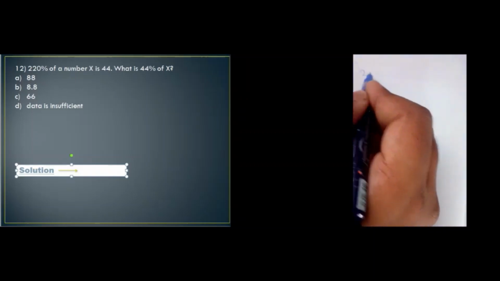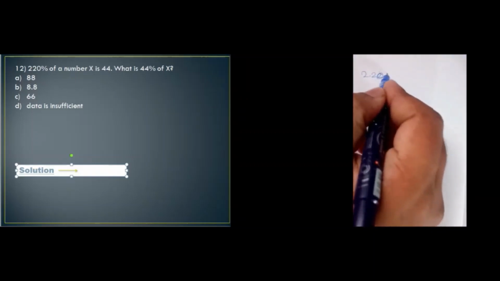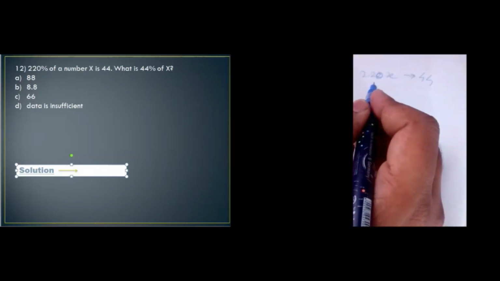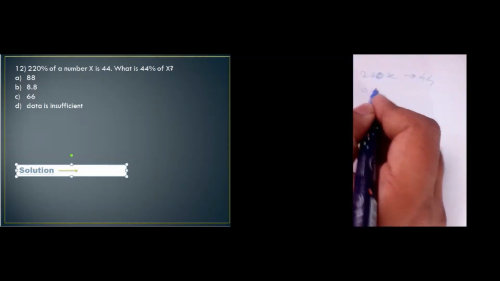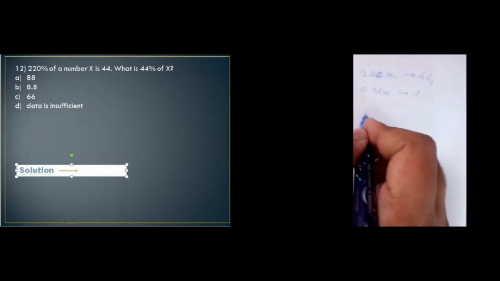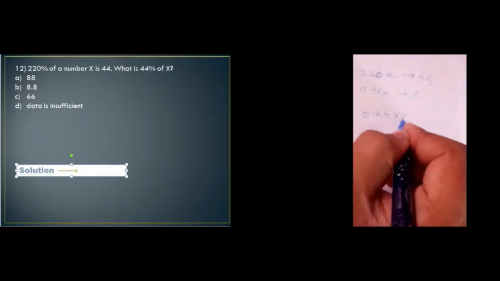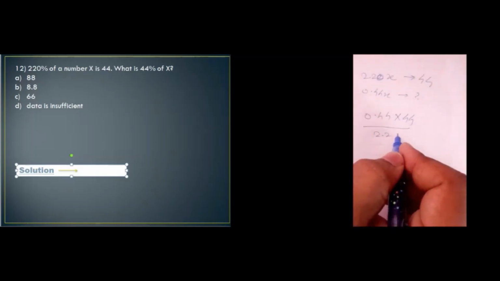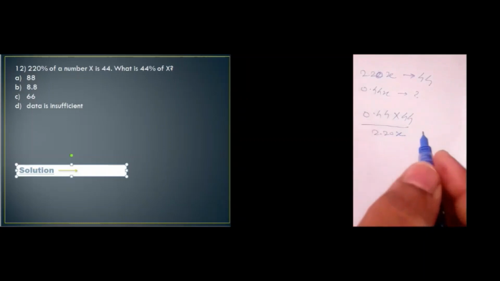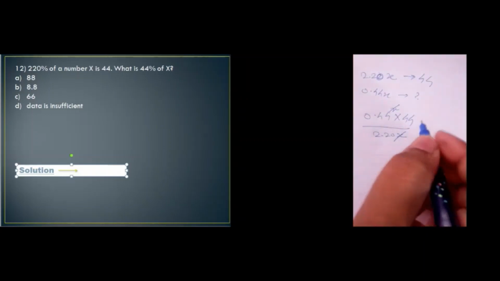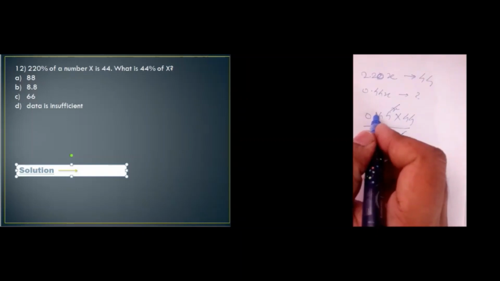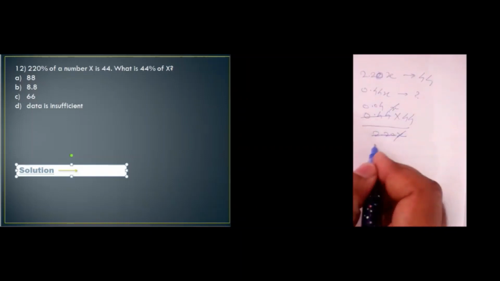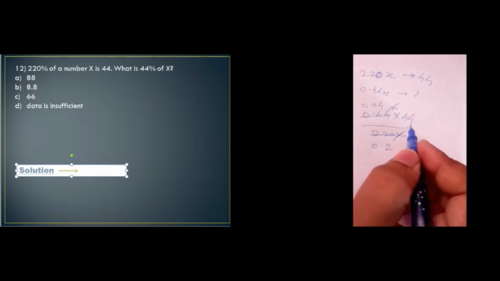So 220% of x, that means 2.20 of x is 44, and 44% of x is what? That means 0.44 of x is what? So simply we can make it like this: 0.44 x divided by 2.20 x, into 44. This x will be cancelled, so this can be written as 4.4 over 22, and we can divide it by 11, so it will be 0.04 over 0.2.